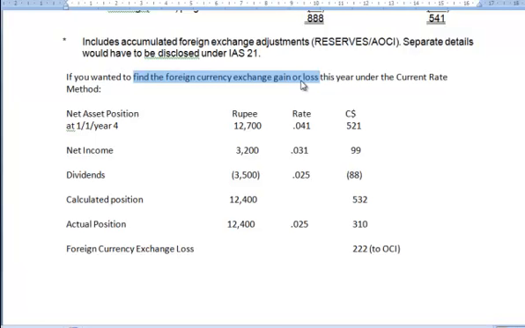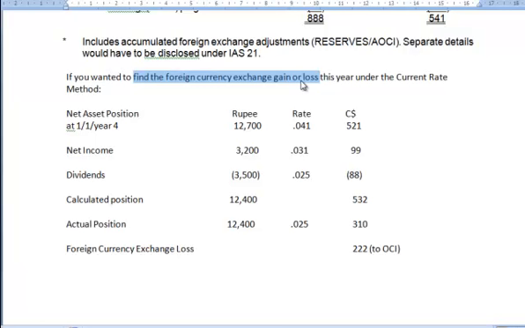The only thing that's going to be different here is that, instead of looking, as we did under the temporal method, at the items giving rise to our foreign currency exchange gains and losses as a result of changes in our monetary position, because monetary items are translated at the current or spot rate, now we've got all assets and liabilities translated at the current or spot rate. So we're going to look at the change in your net asset position. Net assets, as you remember from your intro financial, are assets less liabilities, and that's equal to shareholders' equity.